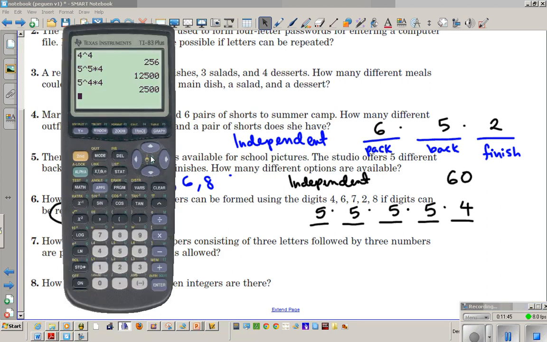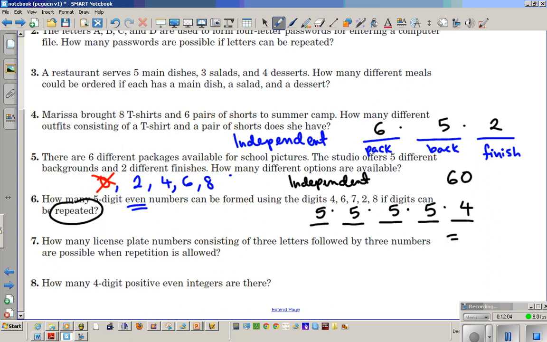Alright, let me do this again. I messed up. There are 4 fives. This is 5 to the 4th times 4, because there are 5 times 5 times 5 times 5, 4 of them, times 4. Answer 2,500. I did an extra 5 the other time. So the answer here is 2,500 different combinations.